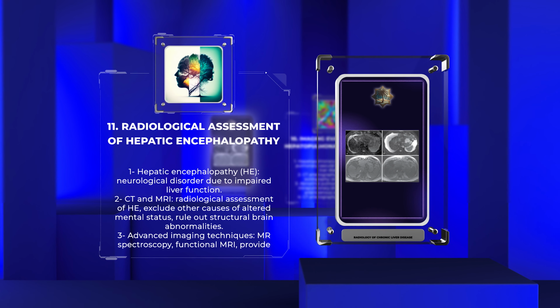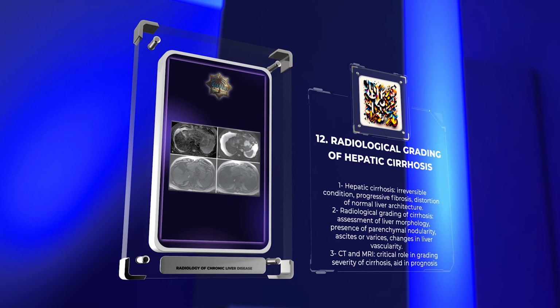Radiological grading of cirrhosis involves the assessment of liver morphology, including the presence of parenchymal nodularity, presence of ascites or varices, and changes in liver vascularity. CT and MRI play a critical role in grading the severity of cirrhosis, aiding in prognosis determination and treatment planning.